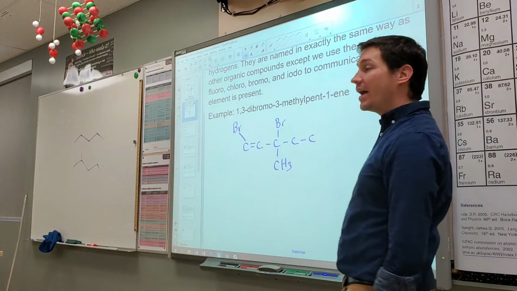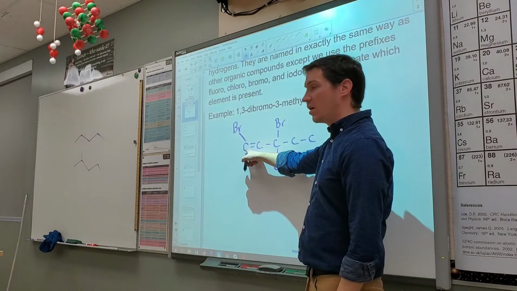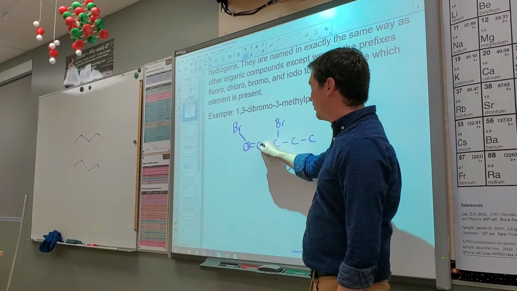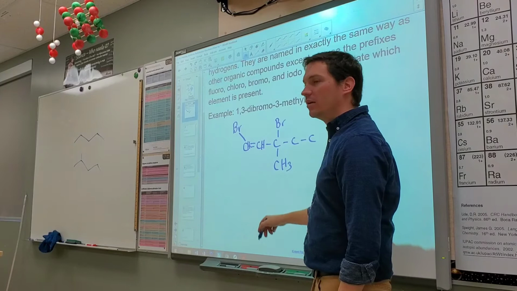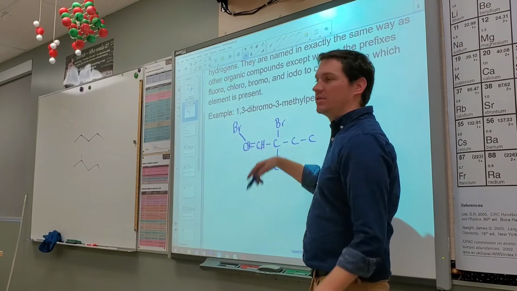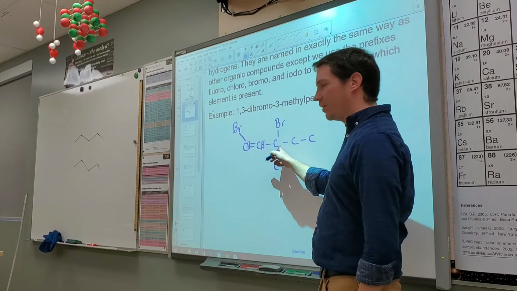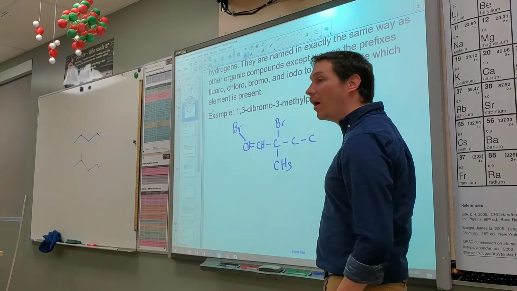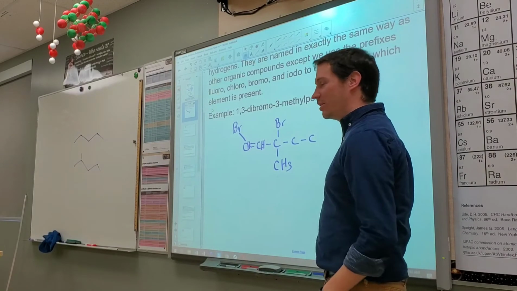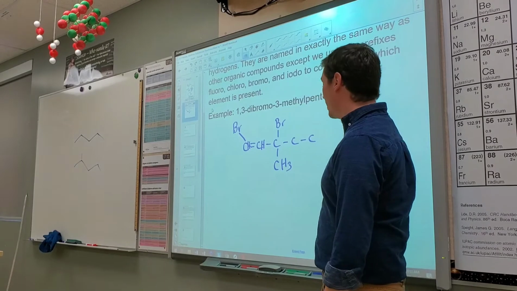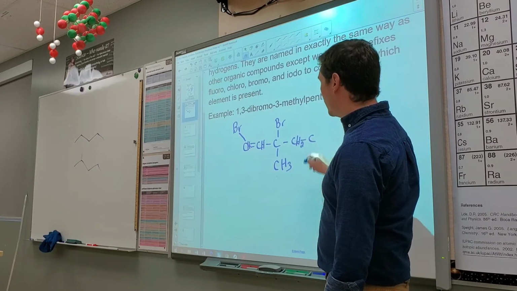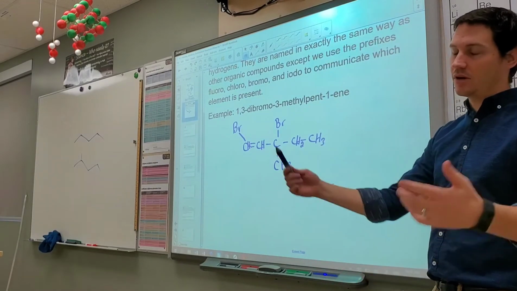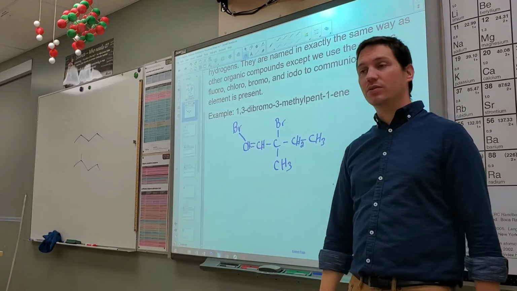So how many hydrogens can go on the first carbon? 1. How many can go on the second carbon? 1. Why 1? Because it had a double and a single bond, so it's got 3 bonds already, right? How many hydrogens can go on the third carbon? None. 0. Zippo. Nada. Zilch. Why? It already has 4 bonds, right? How many can go on the fourth? 2. And the last one? 3. Terminal carbons, if they have no functional groups, then they have to have 3 hydrogens.